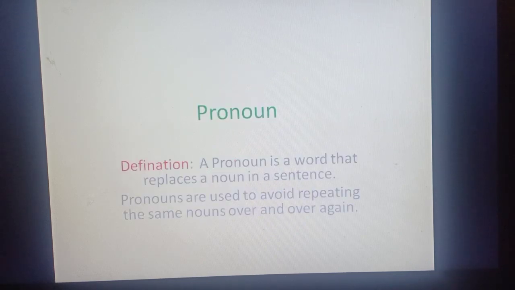Pronoun, let's see the definition. A pronoun is a word that replaces a noun in a sentence. Pronouns are used to avoid repeating the same noun over and over again.